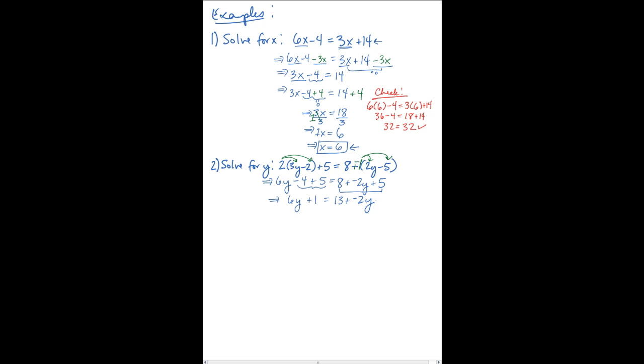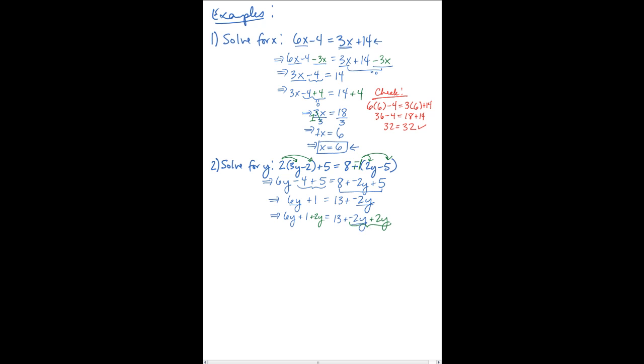Now I want to move all the y's together so they're on one side and try to get everything else on the other side. So here I have a y on each side. I have a 6y and a negative 2y. So I want to move one of those over to the other side. It doesn't really matter which one, so I might want to get rid of the negative 2y. So I have 6y plus 1 equals 13 plus negative 2y. Now I want to get rid of the negative 2y, so I want to do the opposite. What is it doing in the current equation? Well, it's being added to the 13. So what's the opposite of adding negative 2y? Well, the opposite of that would be adding positive 2y. So I can add positive 2y to each side.